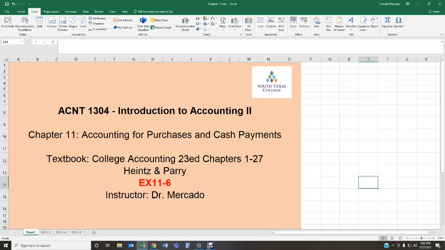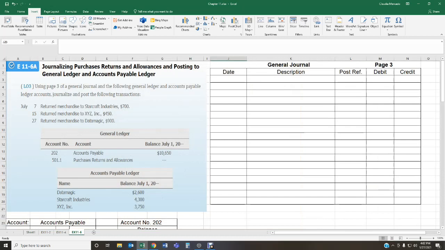Okay, so I'm going to go ahead and jump over to the exercise. Now, the reason I'm doing this exercise is because it has a little bit of everything. We're going to be journalizing, we're going to be posting to our general ledgers, and then we are going to be creating a subsidiary accounts payable ledger as well. So it's got different components that need to be covered, all of it in one problem. So I hope that this helps you out as you're completing your homework problems.